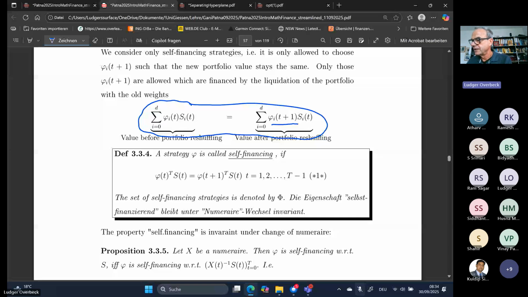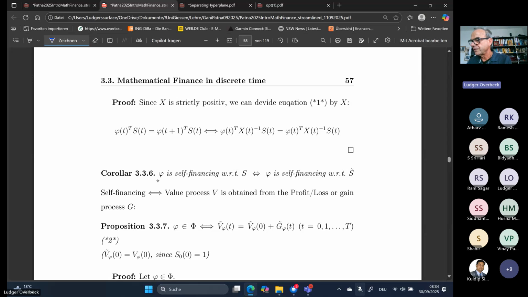So this means, from the definition point of view, if phi is self-financing with respect to S, it's also self-financing if you divide S by a positive process. That's the most important property of self-financing. So capital Phi is now the set of self-financing strategies. From an economic point of view, it's a very natural condition for a trading strategy.